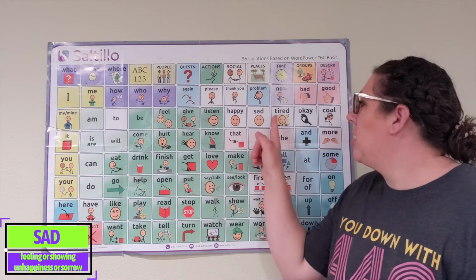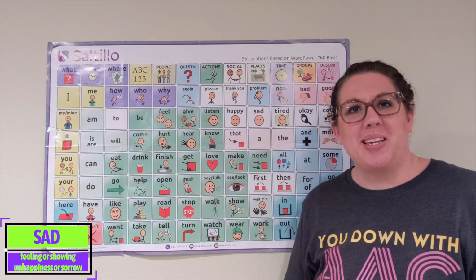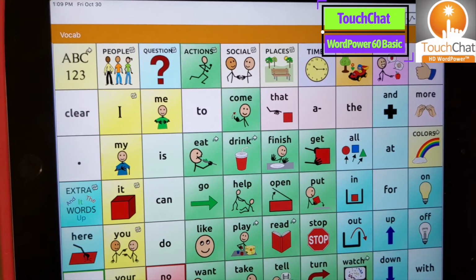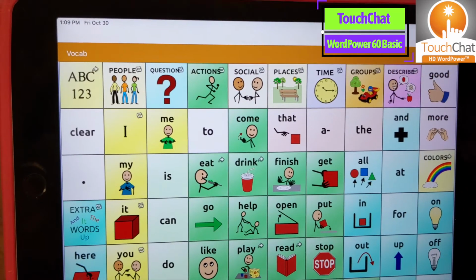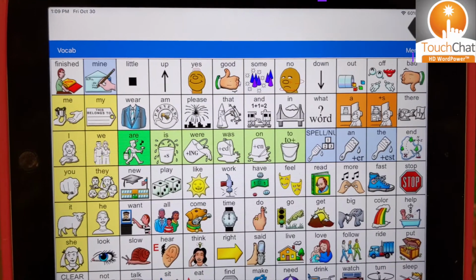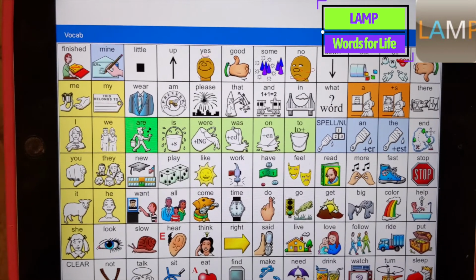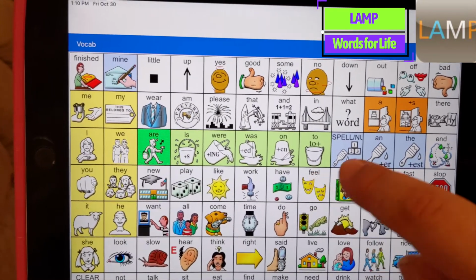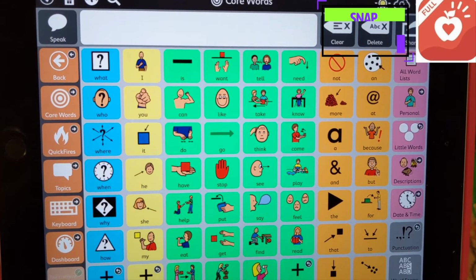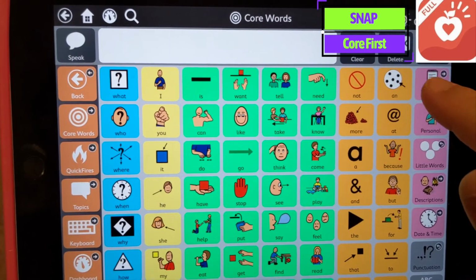Now let's find our word sad on some of the different AAC systems that you might be using. On Word Power 60 Basic from Saltillo on the TouchChat app, sad. On LAMP Words for Life, the 84 full version of the vocabulary from PRC, sad. On Snap Core First, the 63 grid from Tobii Dynavox, sad.